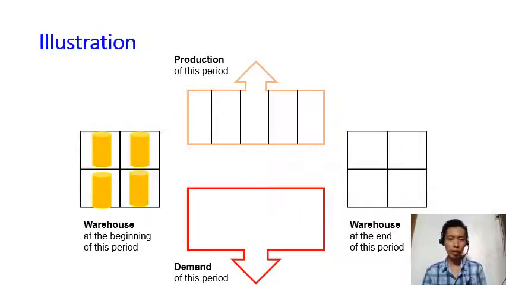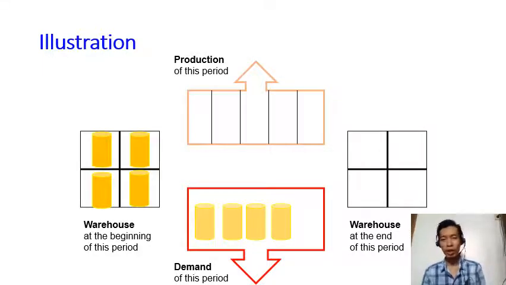Another example, if we have 4 items and then we produce nothing, but the demand equals 4, it means that at the end of this period, we are left with 0 inventory because we start with 4, the demand is 4, and we produce nothing. So at the end, we end up with 0 items.